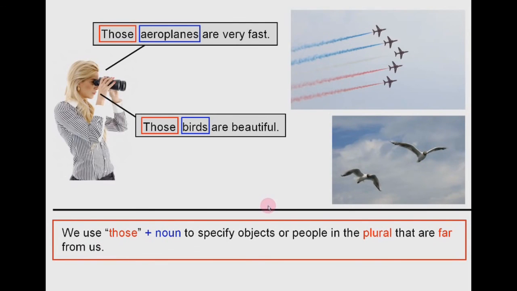Okay? So those are the 4 words. So we use this for singular nouns which are close to us. We use these for plural objects which are close to us. We use that for singular objects which are far from us, and we use those for plural objects which are far from us.